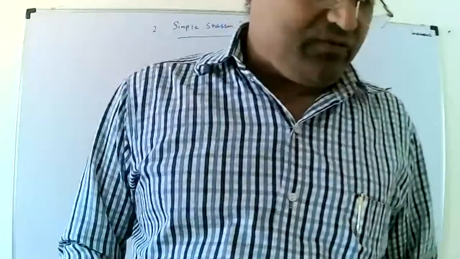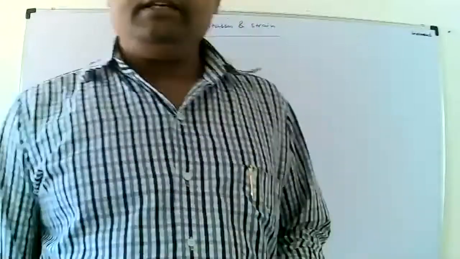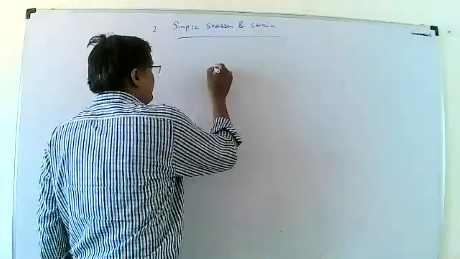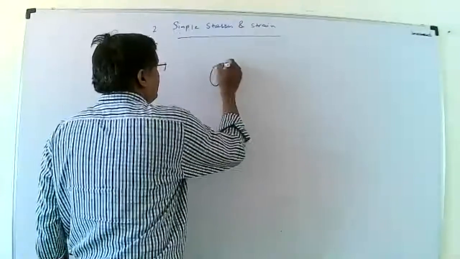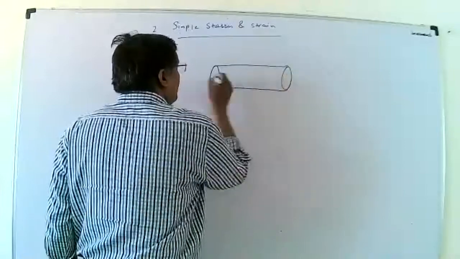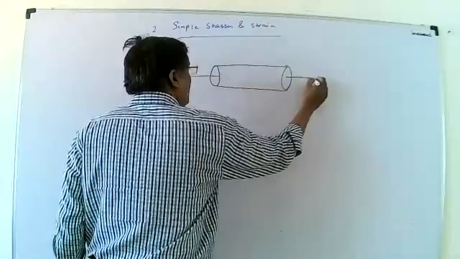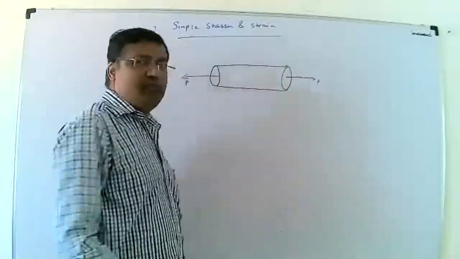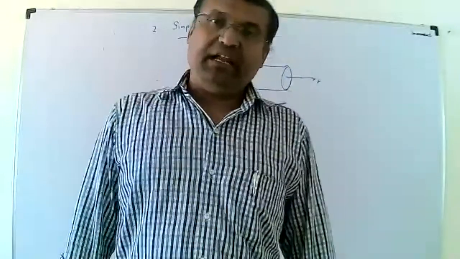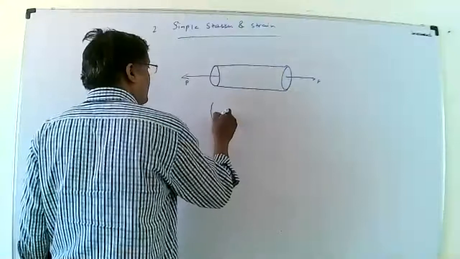Here, first the concept: what is stress? Suppose this is a specimen, a circular bar or rod. What will happen? Two equal and opposite forces or loads will act on that bar. The stress will be induced at any section in that bar, like this.